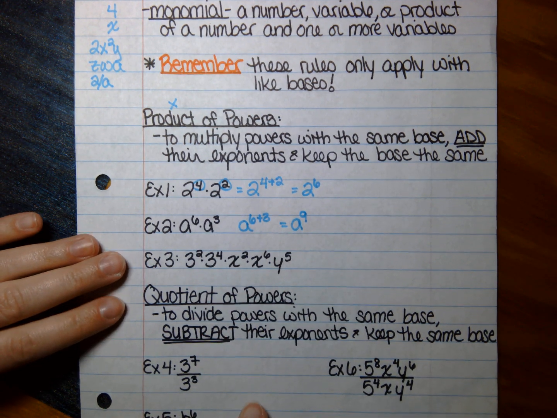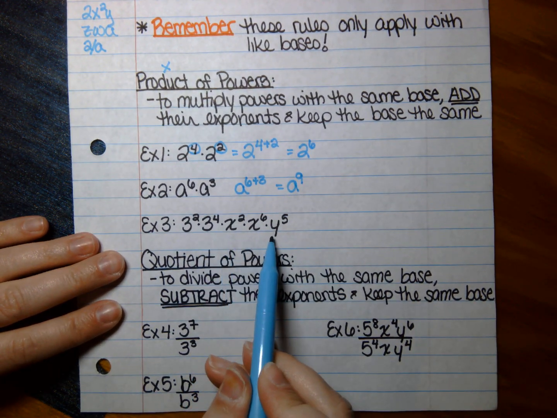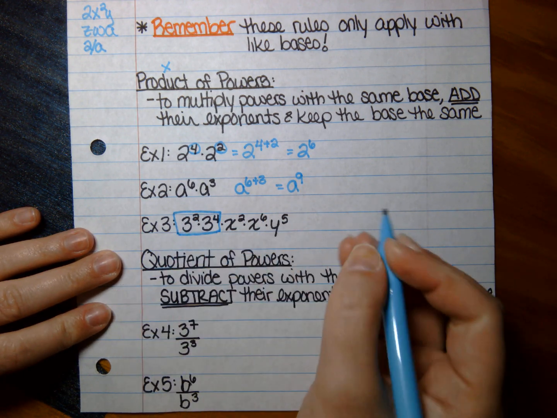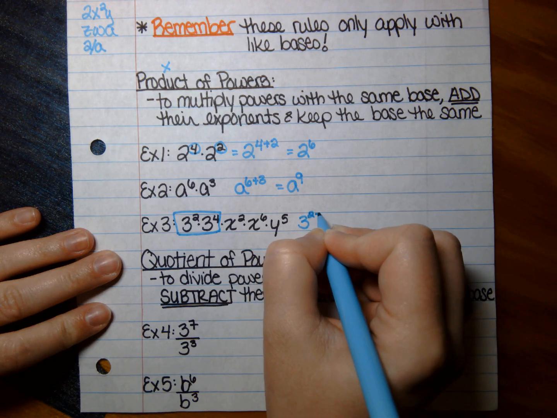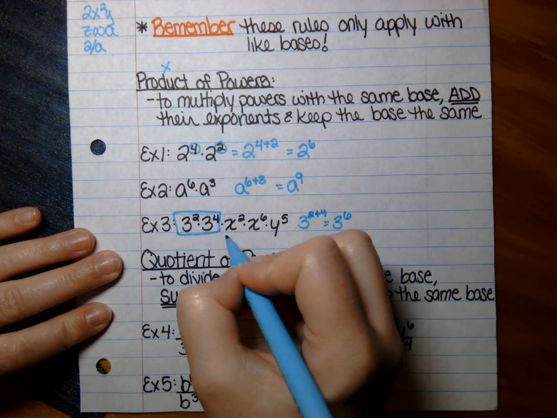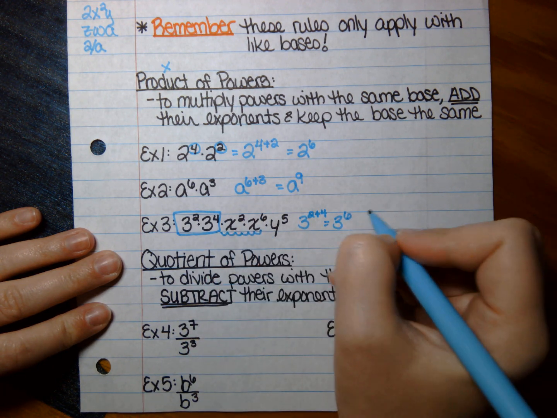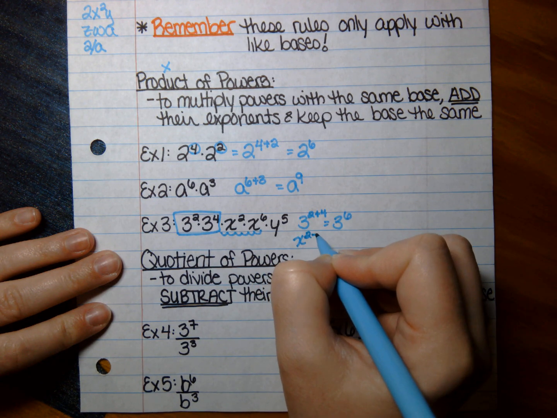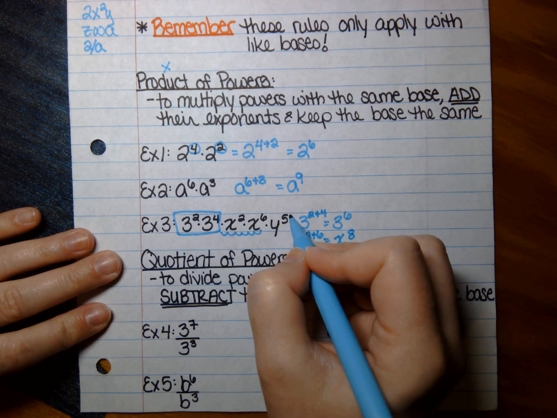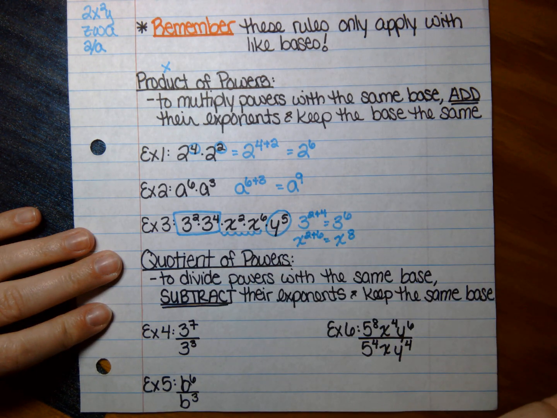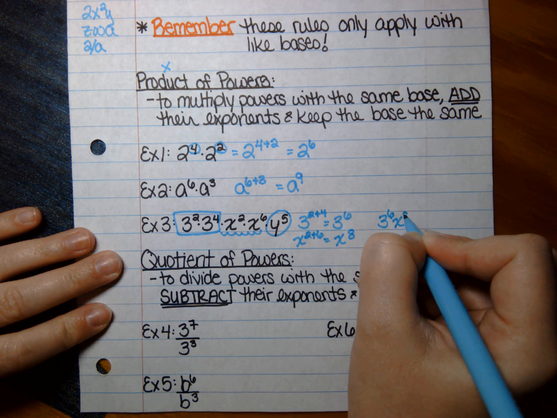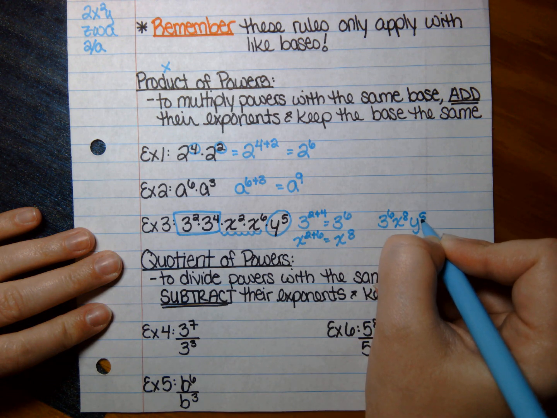And if we look at example 3, you have multiple pieces here. So again, do it step by step. So do your 3's first. I would have 3 to the 2 plus 4, so that's going to give me 3 to the 6th. I have my x's, so x to the 2 plus 6 is going to give me x to the 8th, and then you have that single y to the 5th at the end. So your final answer is going to be 3 to the 6th, x to the 8th, y to the 5th.